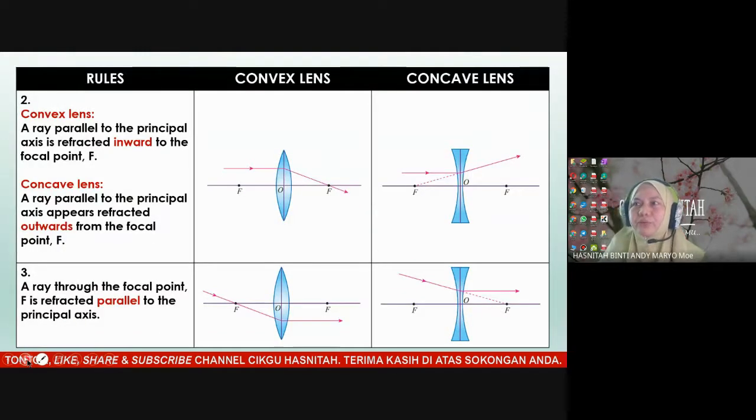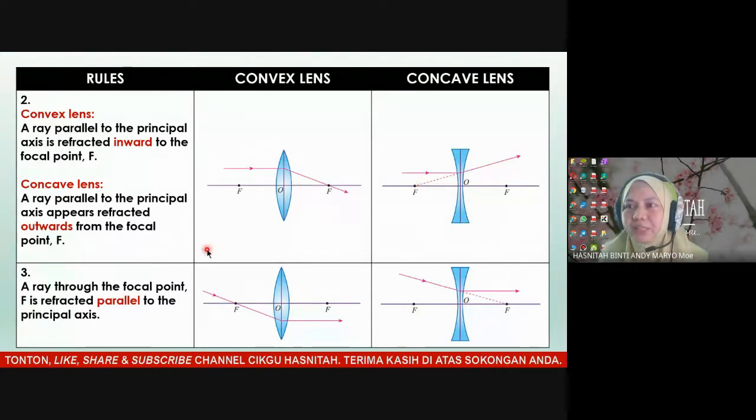Second rule, for convex lens, a ray parallel to the principal axis. So this is the ray parallel to the principal axis. This is our principal axis. So what happened to this ray? It will be converged to the focal point. While for concave lens, a ray parallel to the principal axis will be diverged, diverged from the focal point at the front. So this one converges to the focal point. For concave, it is diverged from the focal point. That is the second rule.